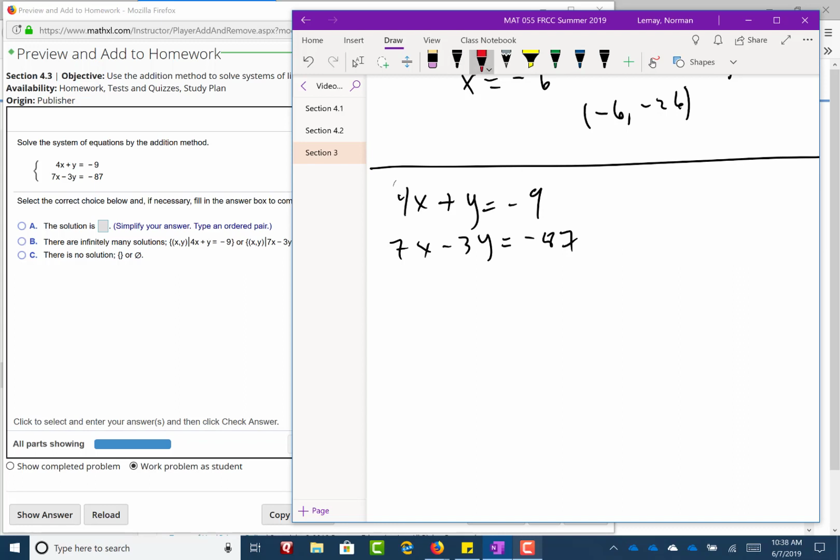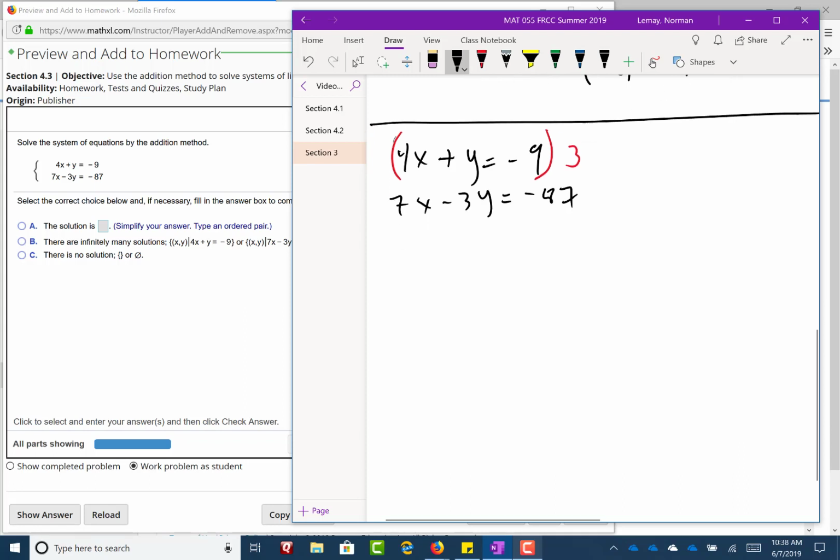So notice here on the y's, I already have opposite signs. So the only thing I need to do is to get a 3 in front of that y. So what I can do is take this whole line here and multiply by 3. I can do that. Just take my word for it.